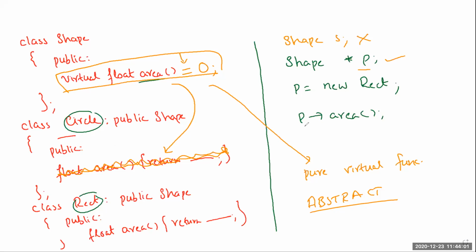So when you make an abstract class, you are taking a guarantee that anyone who makes a child class must override this area function. If they don't override it, their own class will also become an abstract class. They will not be able to make an object, and if you are not able to make an object of a class, then of course you will not be able to use it in the main. So this is the advantage of a pure virtual function.